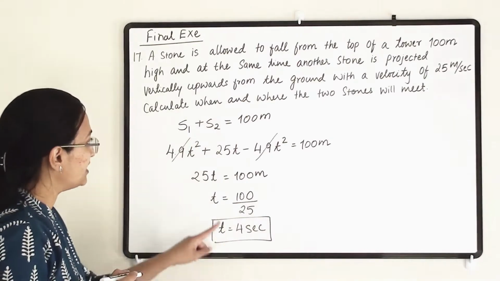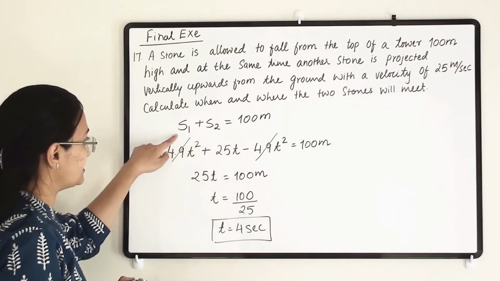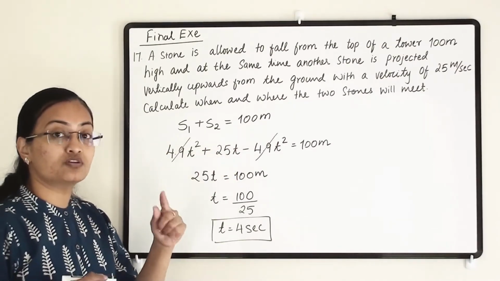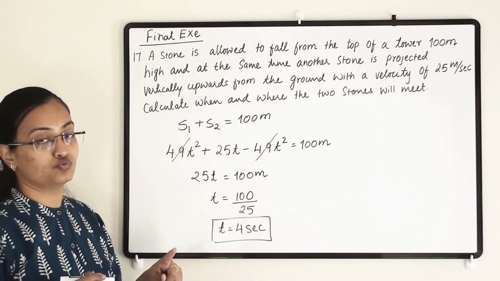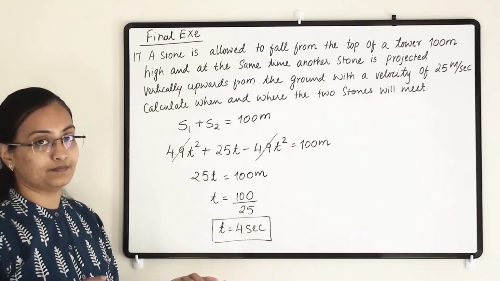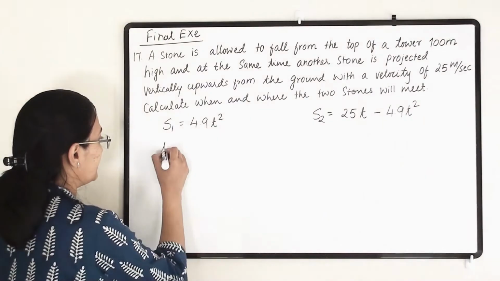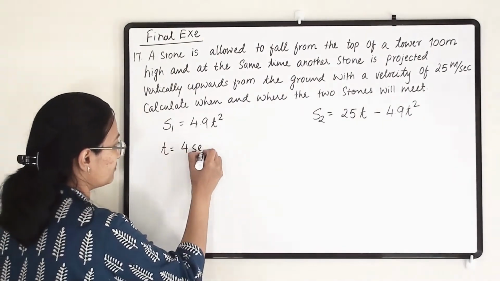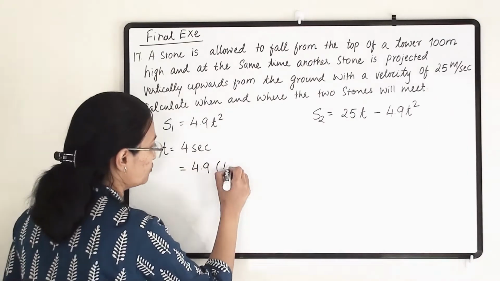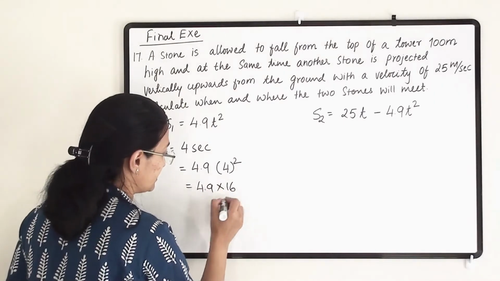So that t's value we are going to put in these two separate equations, S1 equals to and S2 equals to. So we will get the timings for stone 1 and stone 2, that for that particular distance how much time they are covering. Now in these two equations we are going to put the value t equals to, we know that it is 4 seconds. So S1 equals to 4.9 into 4 square. So 4.9 into 16 we will get here.